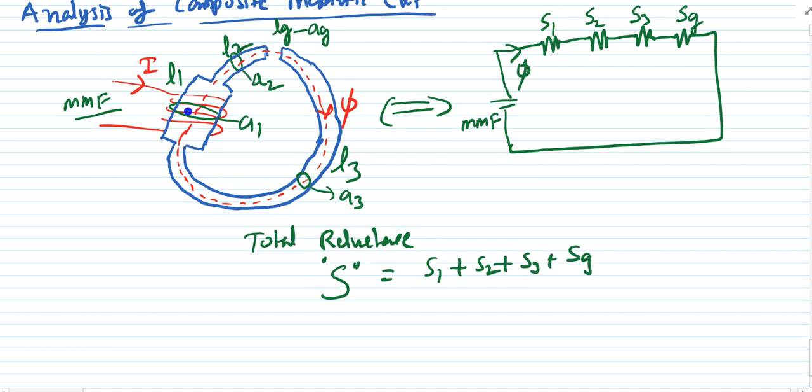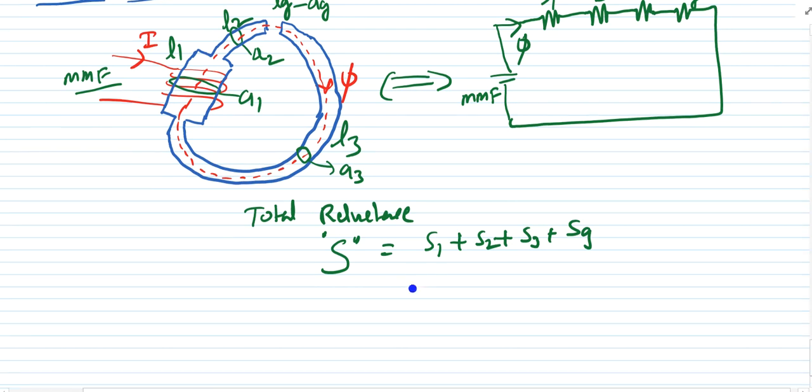Because this material has a different reluctance, this material has a different reluctance, this air gap has a different reluctance, therefore they are all connected in series. Why am I saying it is series? Because in all these materials my flux phi is constant. As the flux phi is constant, it means all the elements are connected in series. That is why I'm showing it here.